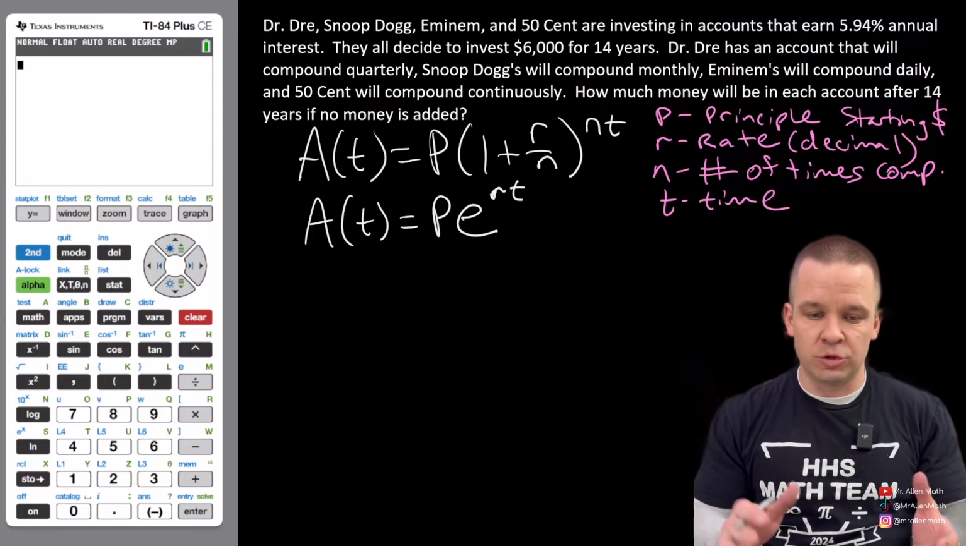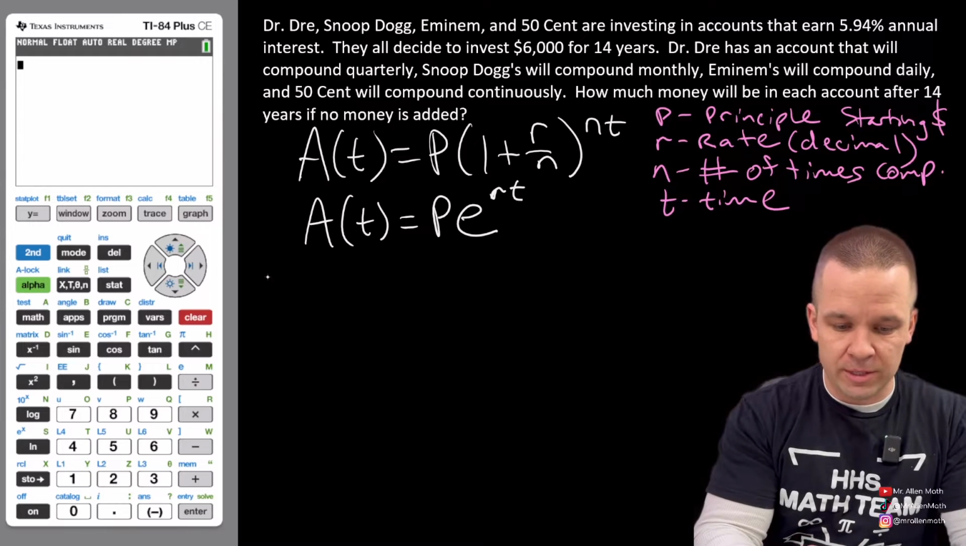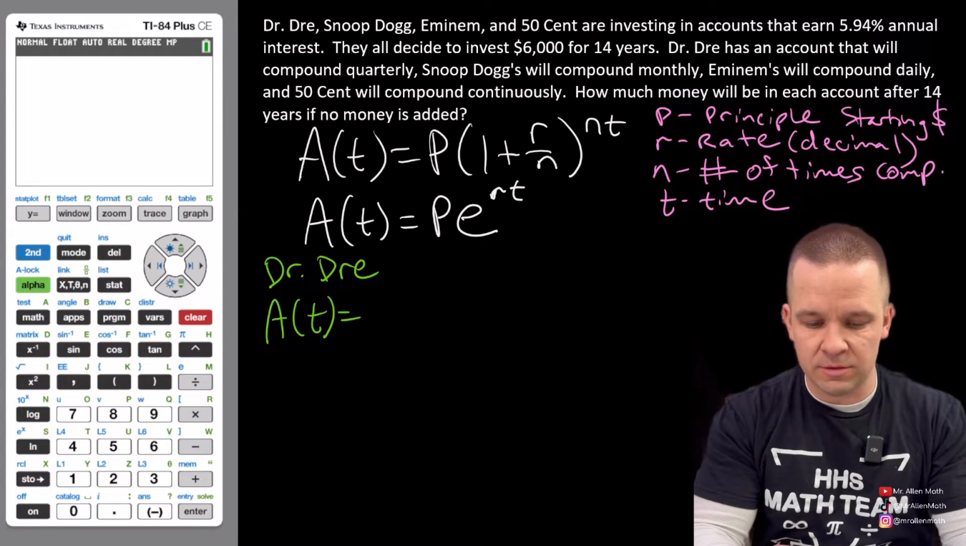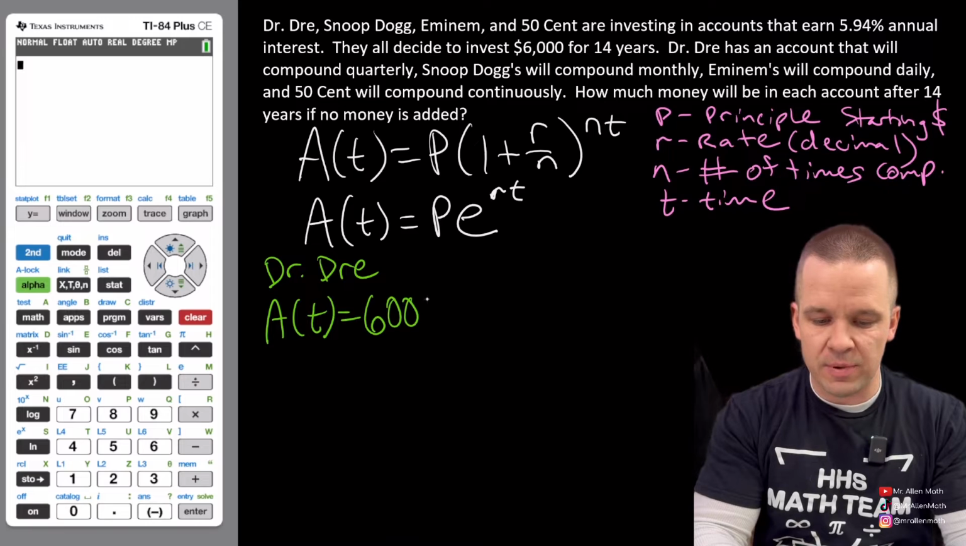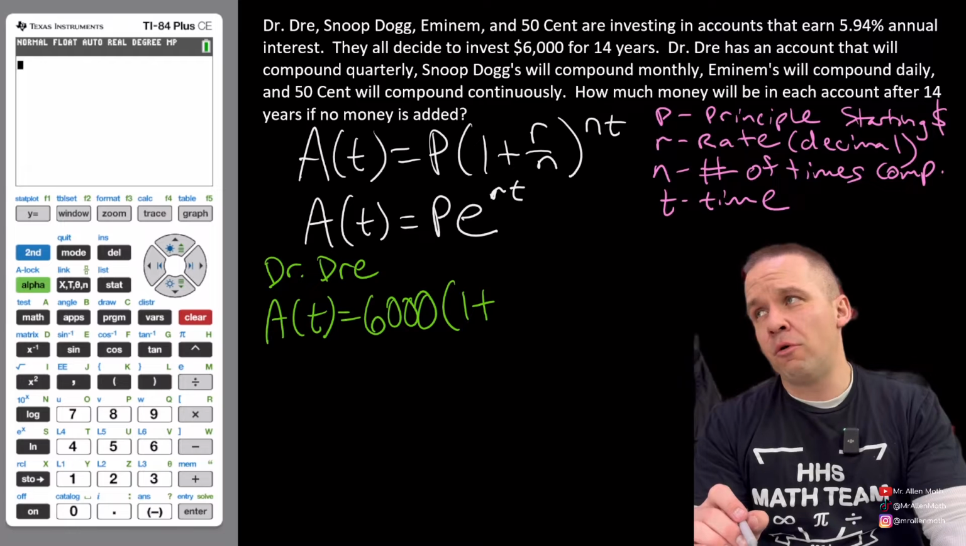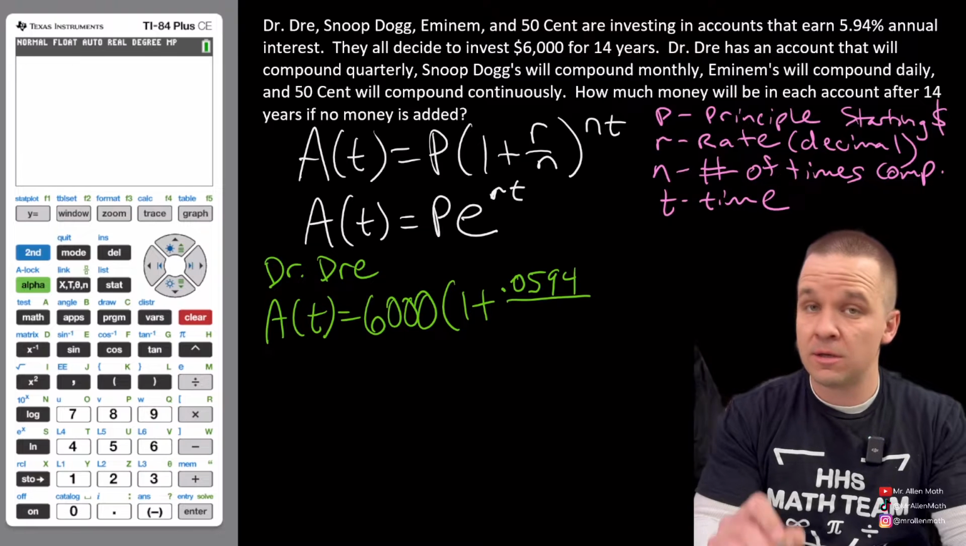We can get each individual person here. So let's go with, in green, we'll do Dre. Dr. Dre. Now he has A(t). Everybody's doing 6,000, right? So 6,000 is my P. Then we have 1 plus, everybody's got 5.94%. That needs to be a decimal. So we're going to have 0.0594. That's my rate as a decimal.